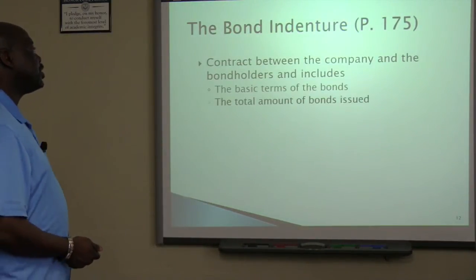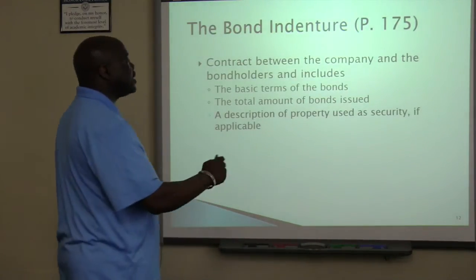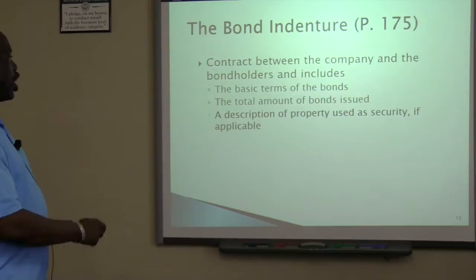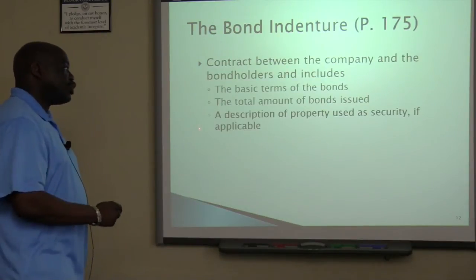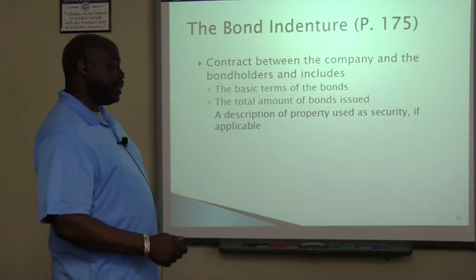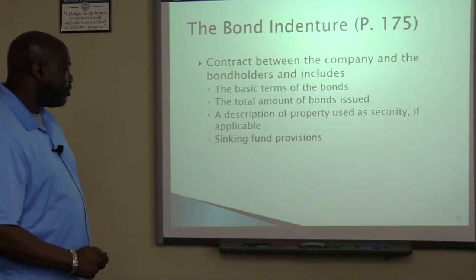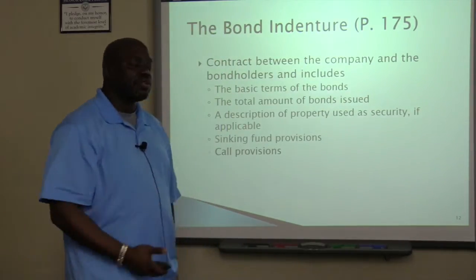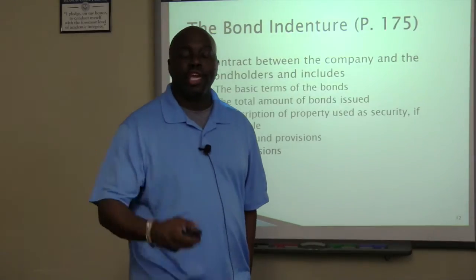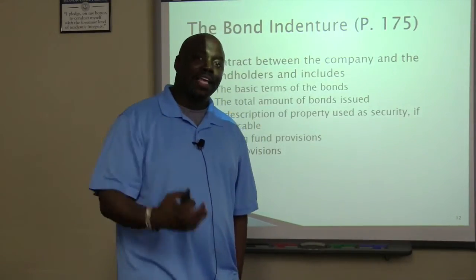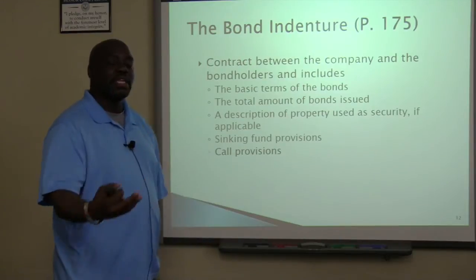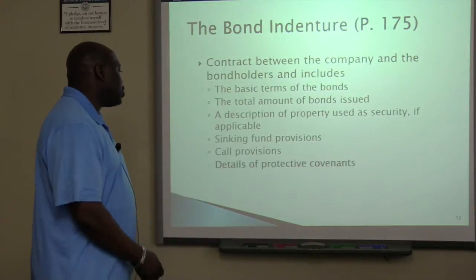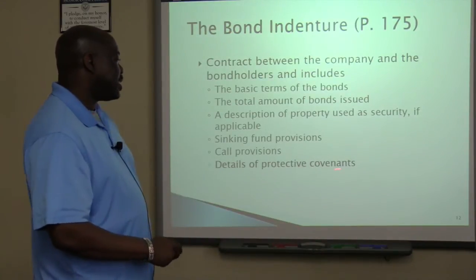The bond indenture, which you should find on page 175, is a contract between the company and the bondholders, and it includes the basic terms of the bond, the total amount of the bond issued, a description of property which is used as security if applicable, sinking fund provisions, call options, which sometimes companies put in, or even the investor puts in, an option in which, if needed, they can call the bond in early or cash it out early, which, just like any investment tool, if you take the money out early, there's normally a penalty, okay?